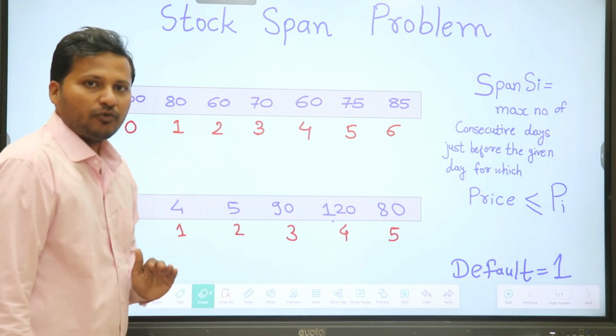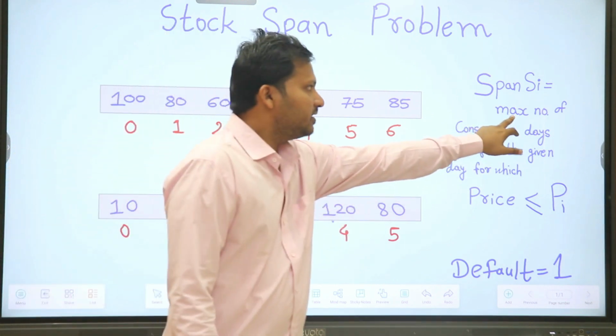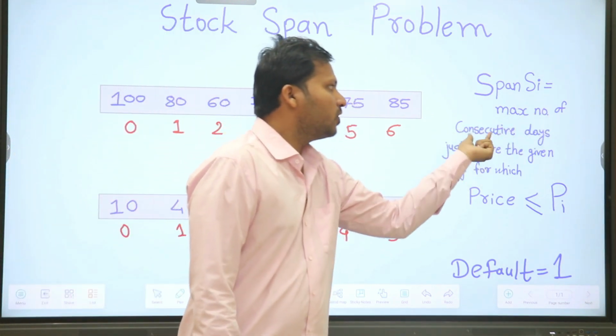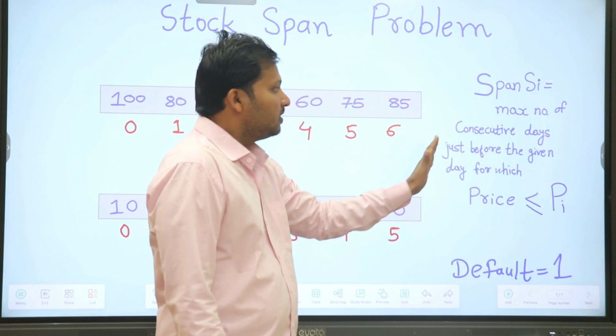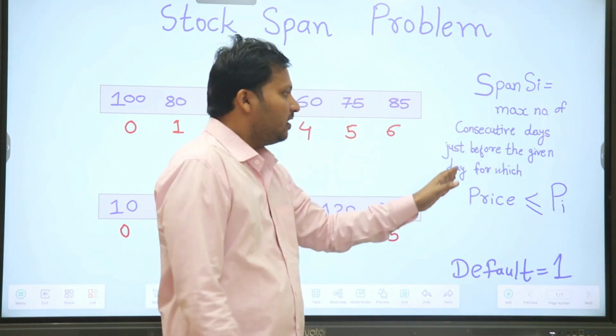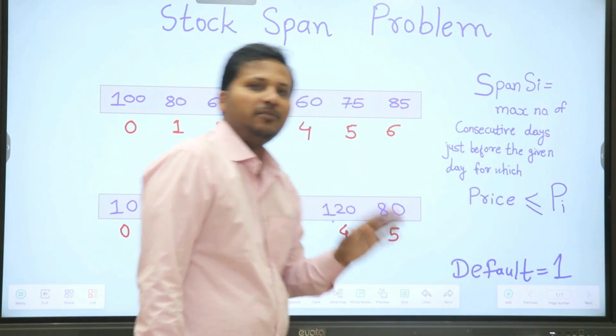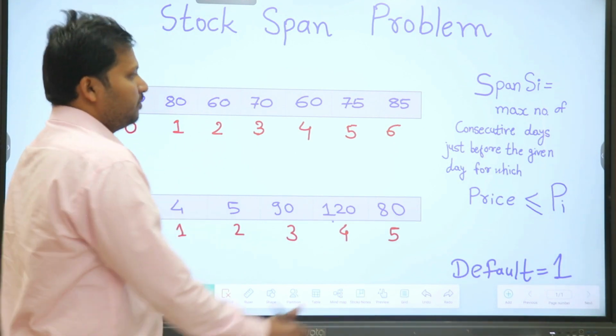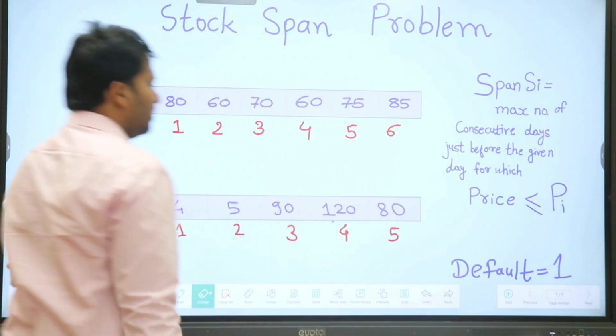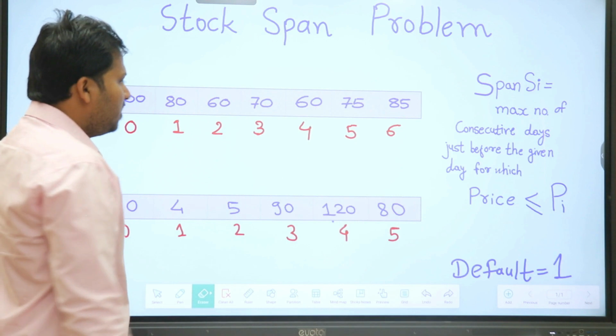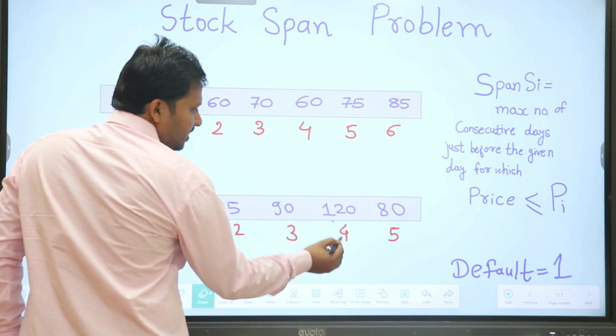Now what is the span of stock? So here it is written: max number of consecutive days just before the given day for which price is less than the current day price. PI is the current day price. So I'll give you an example. See, suppose this is the current day.